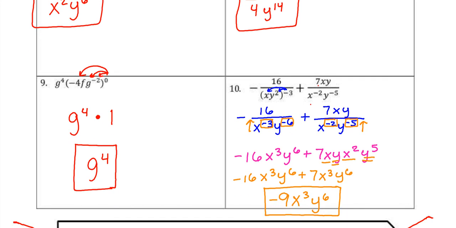Then in number 9, I showed my work kind of by distributing that 0. I know anything to the 0 power is just 1, though. And so I just have g to the 4th times 1, and you're left with g to the 4th.